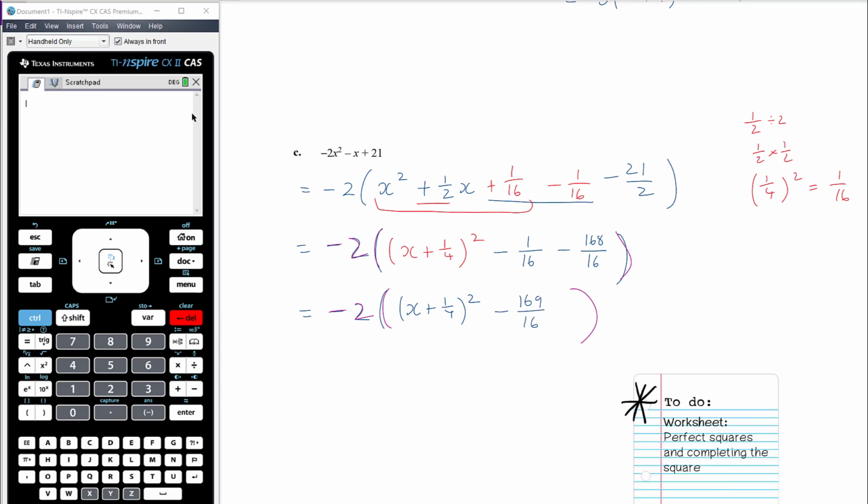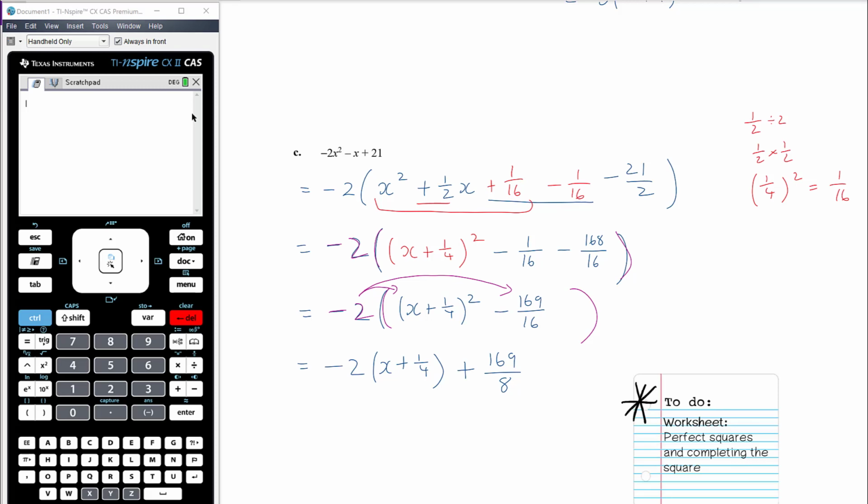Okay, so now we want to expand back out that purple bracket, negative 2 times the bracket, and negative 2 times that fraction. So it's negative 2 times x plus a quarter squared, and then negative 2 times negative 169 on 16, so it'll be positive. And rather than do 2 times 169, we recognise that the 2 will cancel down with the 16 to give us 169 over 8. Okay, it'll always cancel down with the denominator. When you multiply back in the number that you've taken out at the end, it should always be able to cancel down with the denominator.